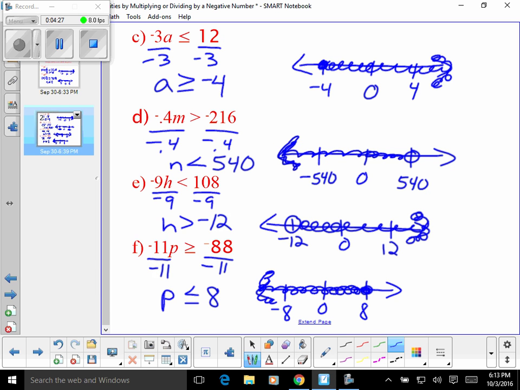And that concludes lesson 2.7b on multiplying or dividing by a negative number.